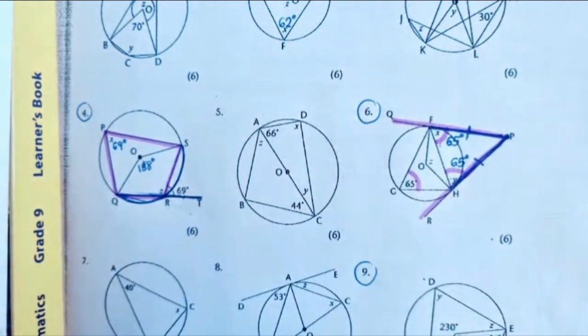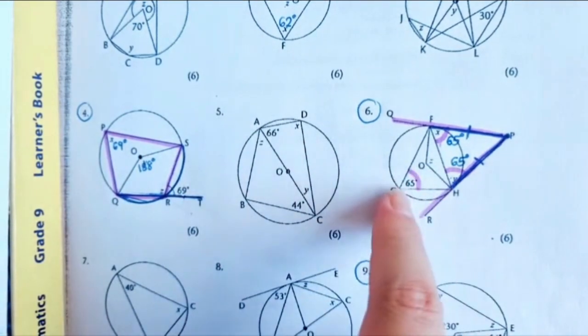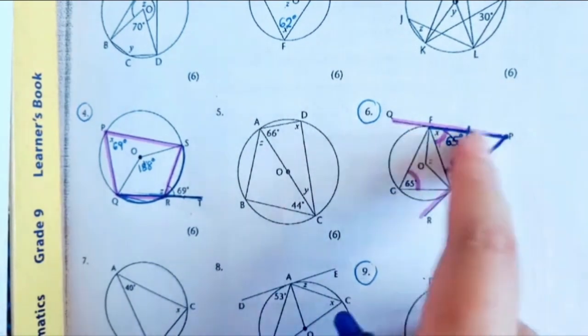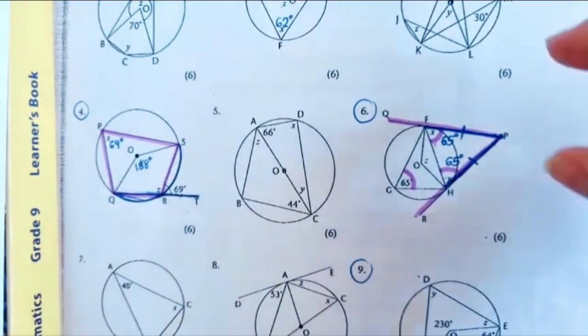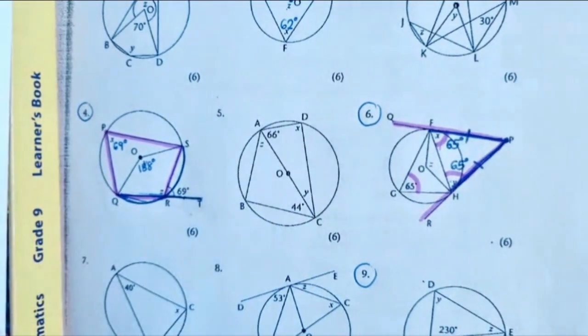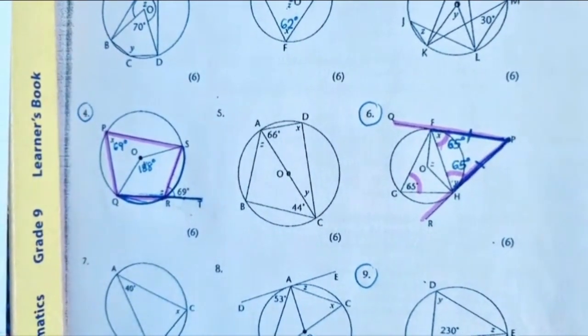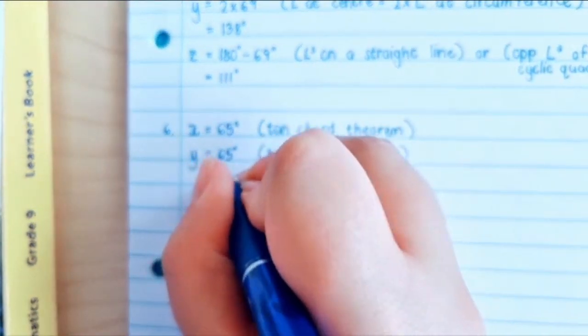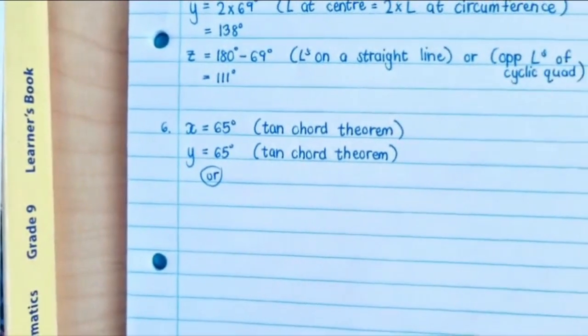Okay guys, so if you wanted to use that, instead of using tan chord theorem to get y as well, you could have said FP is equal to PH because of tangents from common point. And then y is equal to 65 degrees because of angles opposite equal sides. So that's obviously more writing, but I'm just going to write that down just in case so that you could see the correct way of writing it.